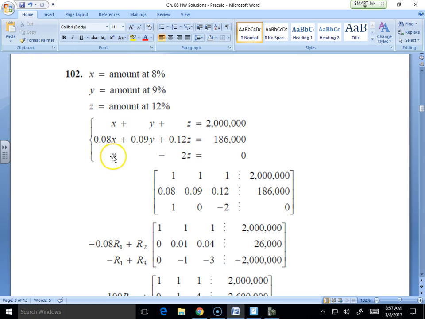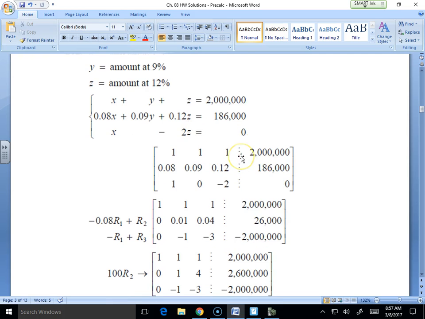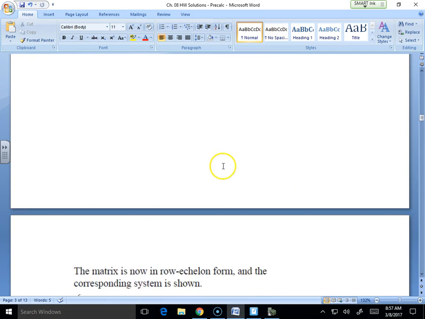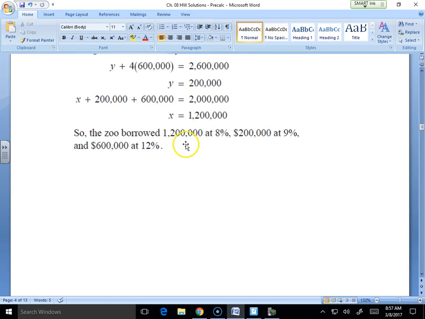No, the amount of X was double the amount of Z, and they moved that 2Z over to make a 0. They were able to make a system from that system. They were able to figure out X is 1.2 million, Y is 200,000, Z is 600,000. The 3 different amounts they borrowed at the 3 different percentage rates.